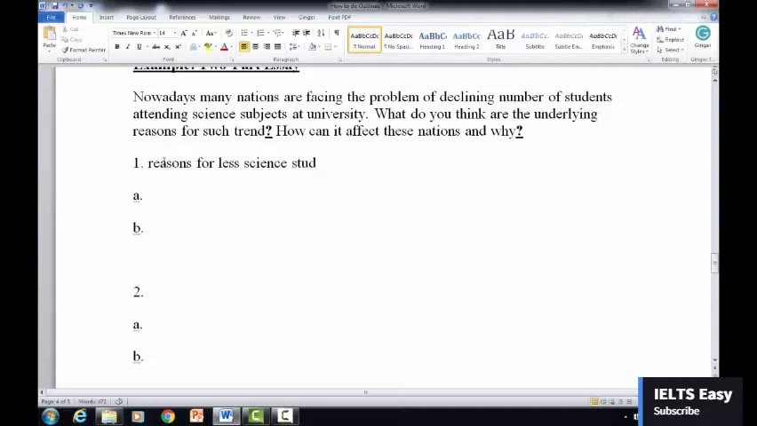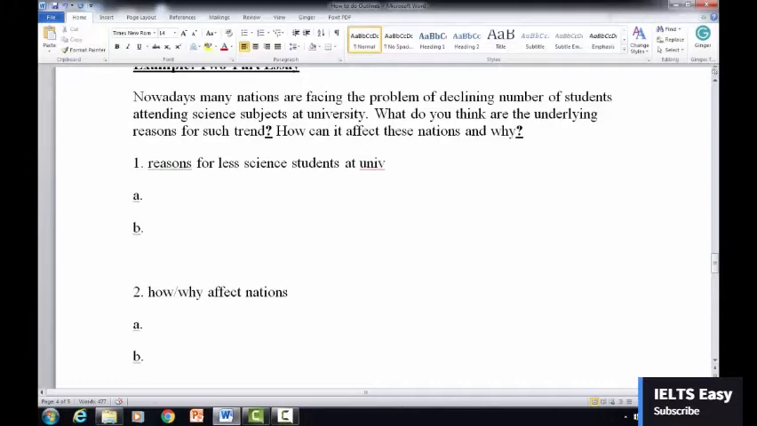what are the reasons for less science students? That's the first question. What are the underlying reasons for this trend? Right? What are the reasons for less students at university? Less science students. Second question is, how does it affect these nations? How and why it affects these nations. Okay? So those are our controlling ideas.